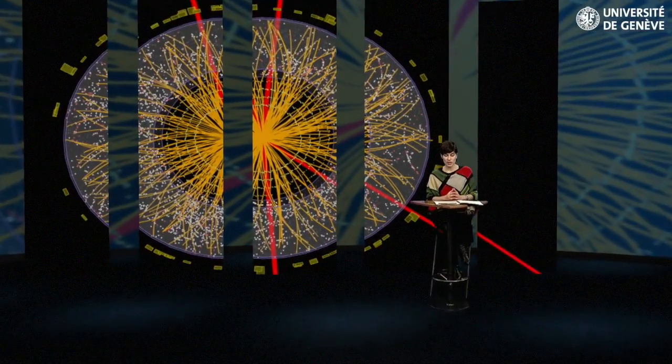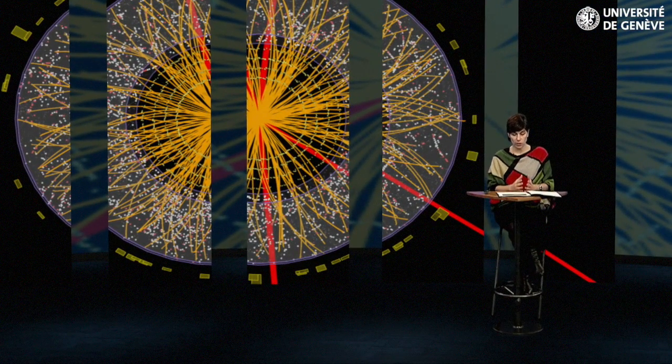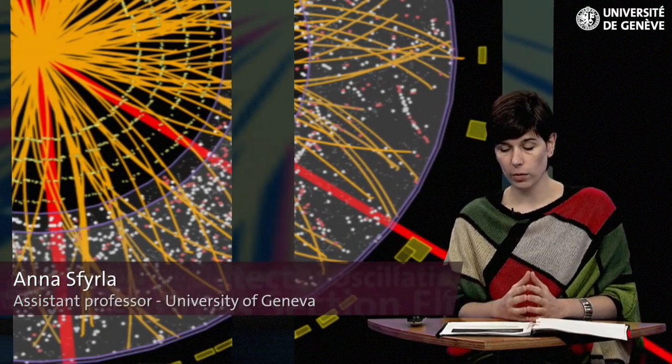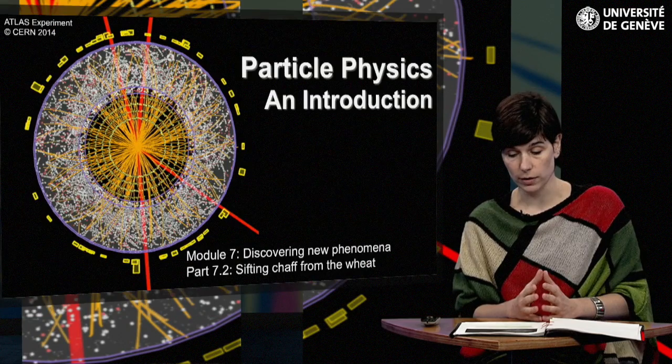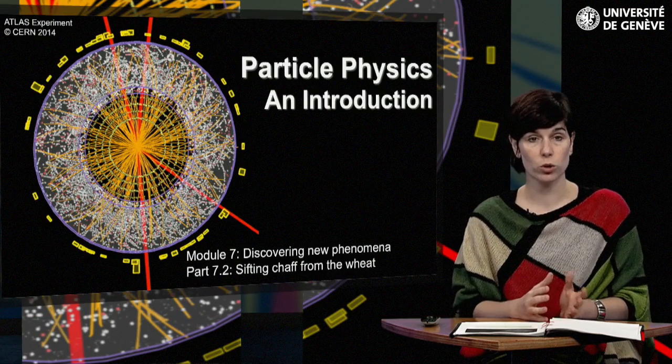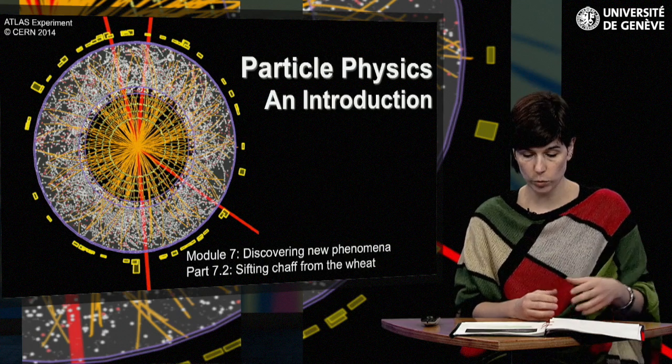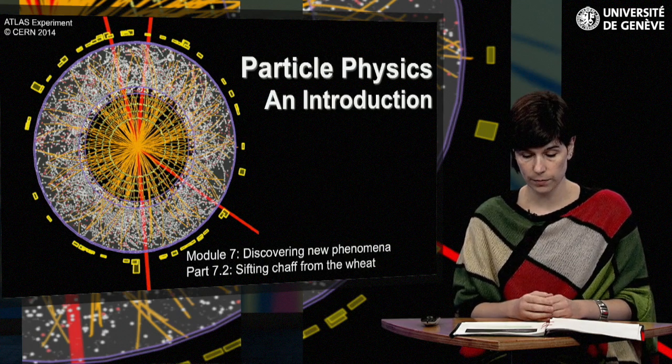In this module, we discuss searches for new phenomena beyond the known ones described by the standard model. In this video, we will talk about the life cycle of a collision event, from the time the event is produced in the heart of a detector until when it gets ready to be processed in a physics analysis.